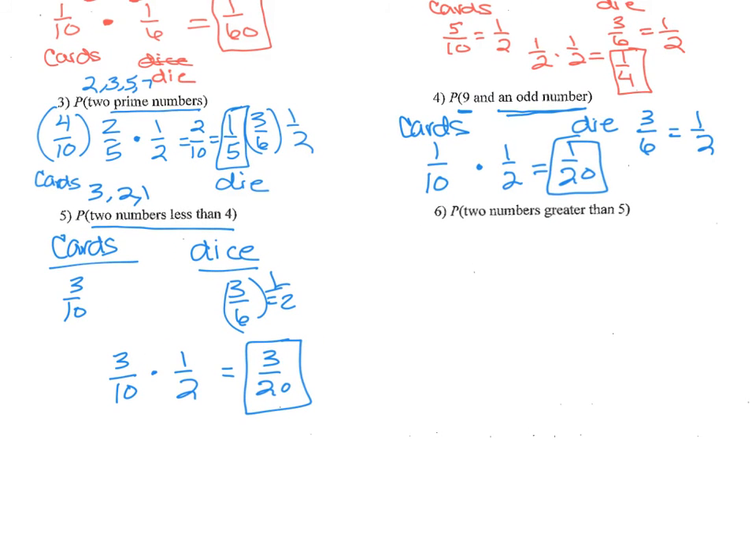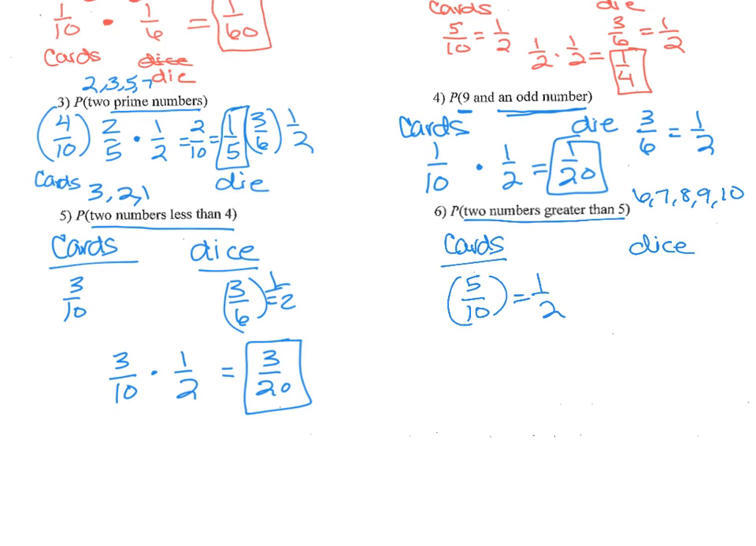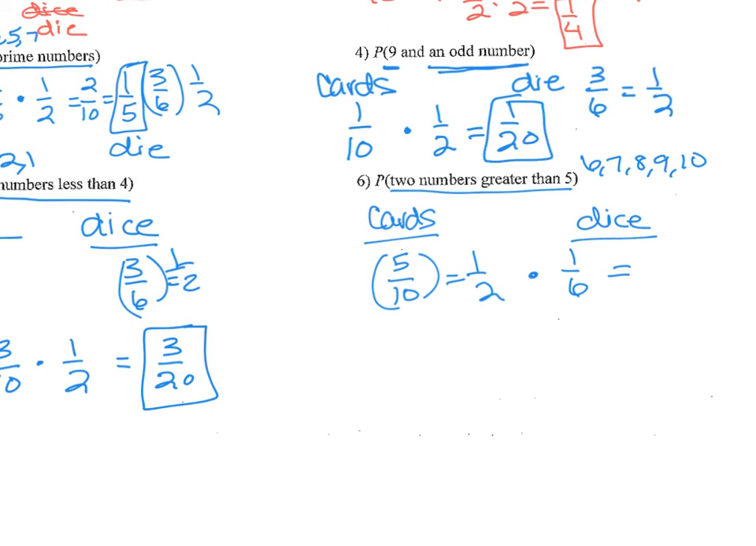Okay, last one. The probability of 2 numbers greater than 5. So let's list all of the numbers greater than 5: 6, 7, 8, 9, 10. So for our cards, 5 over 10 of them are bigger than the number 5, which reduces down to 1/2. And then 1 over 6 for the die, because there's only one number greater than 5 on your die. So then we multiply those 2 probabilities together: 1/2 times 1/6 is 1/12.